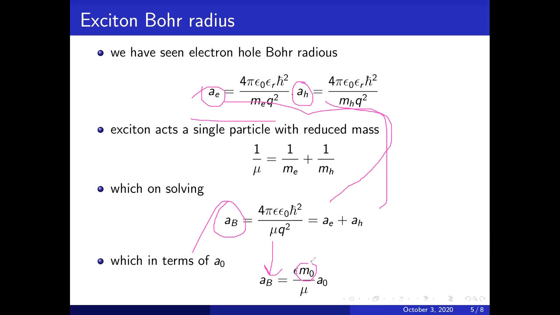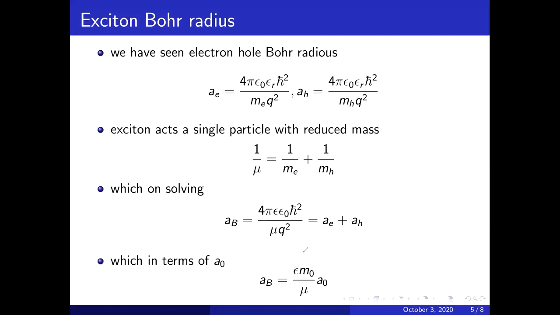You can understand that. I'll share these notes with you today, inshallah, also yesterday's and today's notes. So this is in terms of the rest mass, like we did for the electron and hole. In terms of rest mass, the Bohr radius for the exciton is this. So today, as per the definition, if you want to see a material behaving as an exciton, you need to reach this scale.